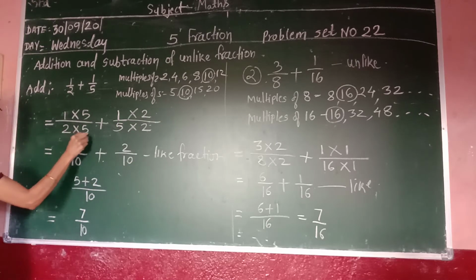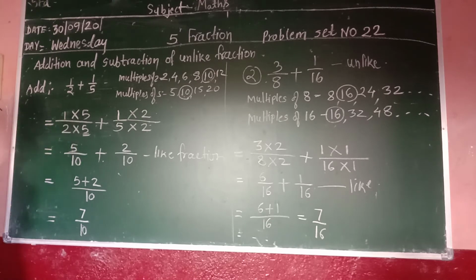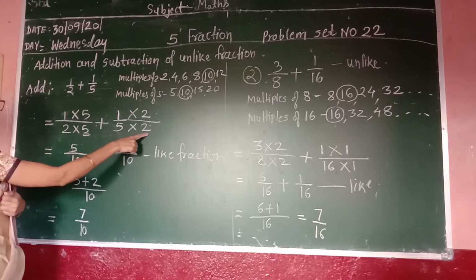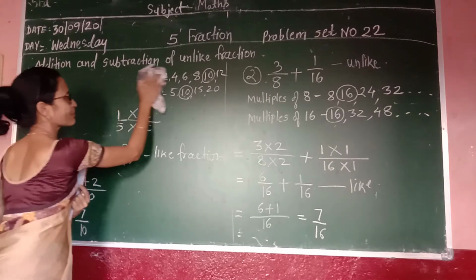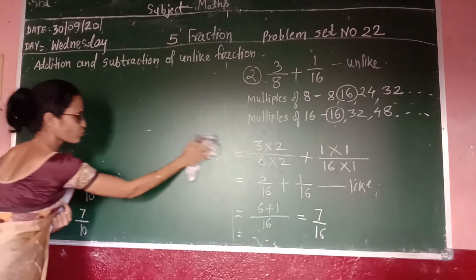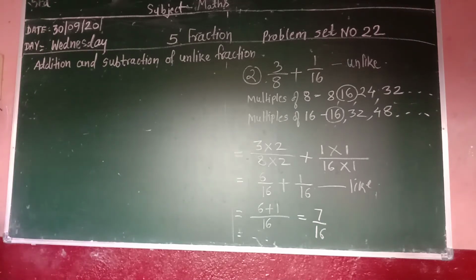When you multiply the denominator by 5, then multiply the numerator also by 5. Here multiply by 2, then multiply the numerator also by 2. Then we convert it into like fractions, and when it is a like fraction, it is easy to add the fractions. Understand? Okay? Like this you can do the subtraction also. Now subtraction. I will explain 2 examples of subtraction.